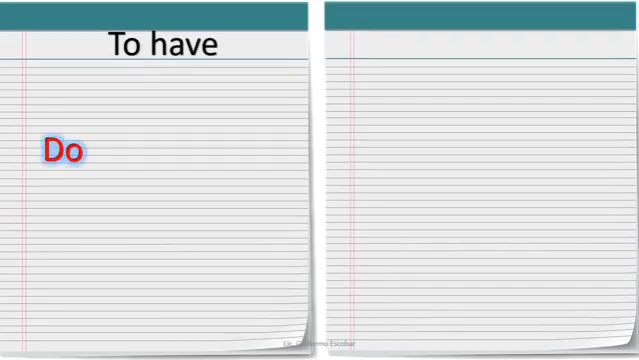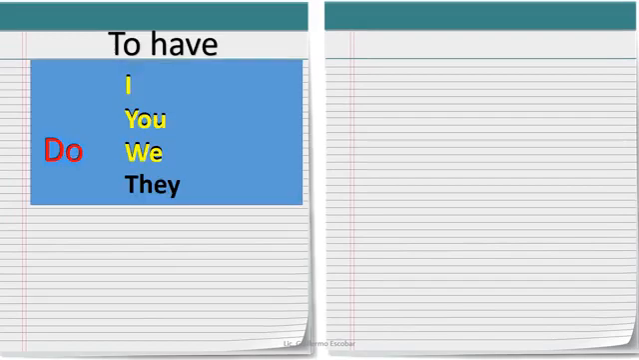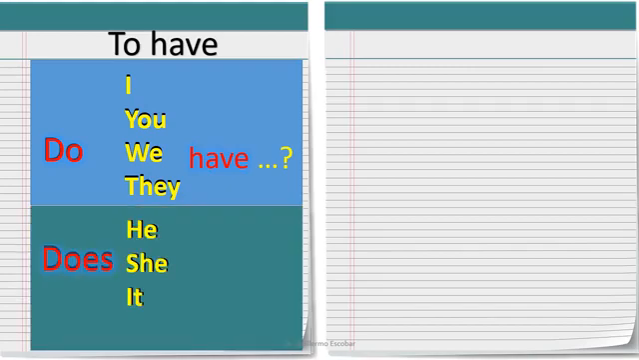Do is the auxiliary for the simple present. We use it with I, you, we, and they. Does is the auxiliary for the third person. They are he, she, it. Let's read and listen to some examples.